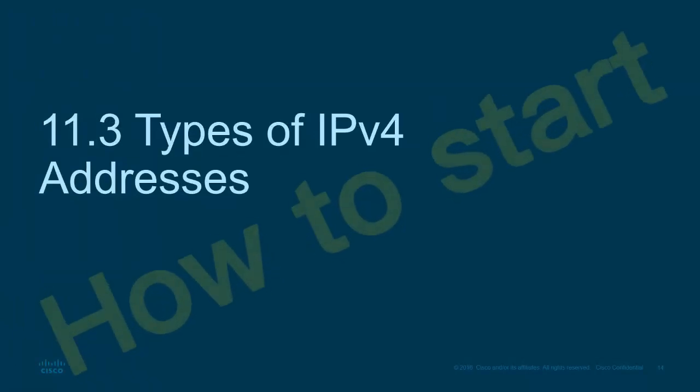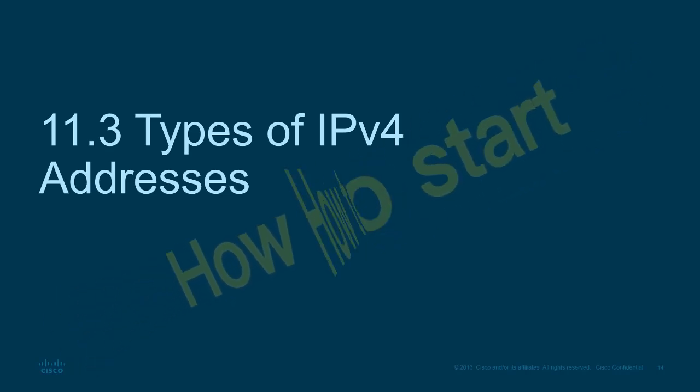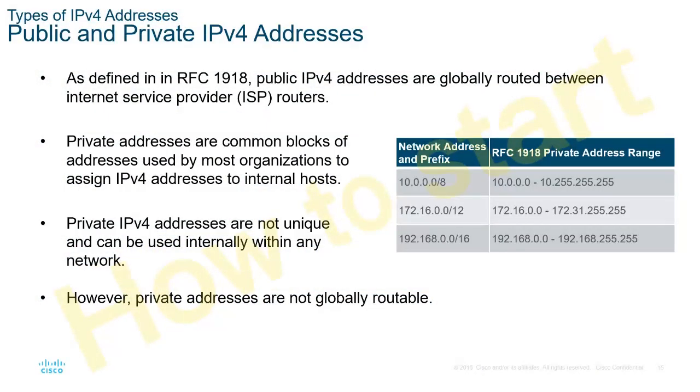So let's go and talk about types of addresses. There's a few different types of special addresses used within IPv4. Typically, the first one that has to be discussed are things called private IP addresses. These are addresses that are not allowed on the internet. They are different than a public address. Public addresses are globally routed on the internet or between ISPs. Private addresses are ranges of addresses that are kept so that they cannot be used on the internet.